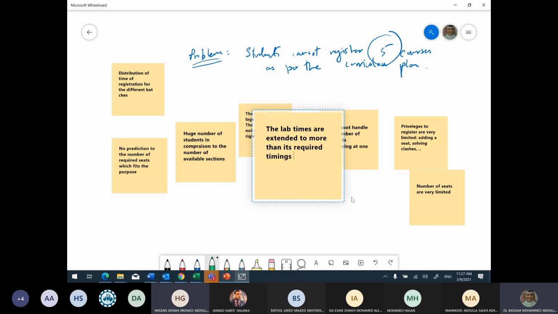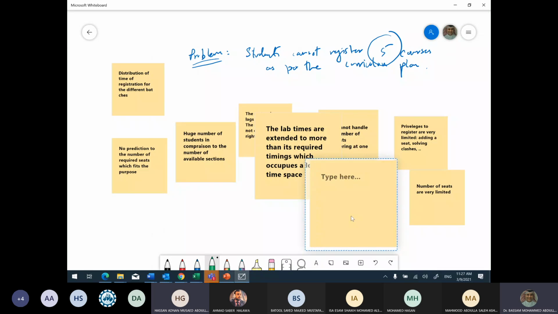I mean, there is a lot of space, a lot of time space. Okay, put the department's lack of cooperation, please, Doctor. The department, I mean, the department coordination, or I mean cooperation.